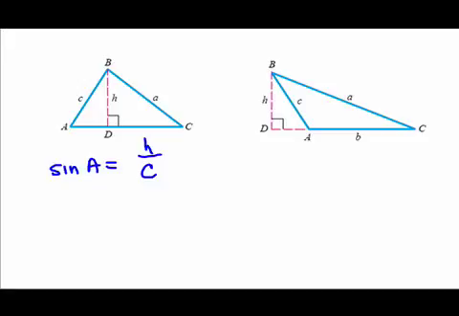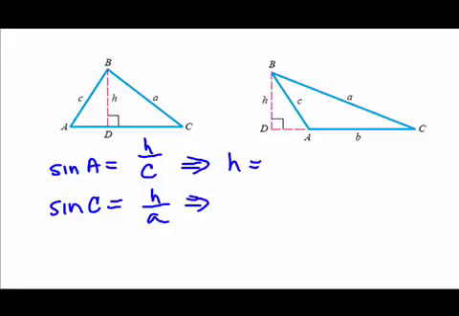Picking on the right triangle on the right, we would know that the sine of angle C is equal to opposite side H over its hypotenuse A. So far so good, right? Solving both of these equations for H, up here H would equal C times the sine of A. This equation would give us that H is equal to A times the sine of C.